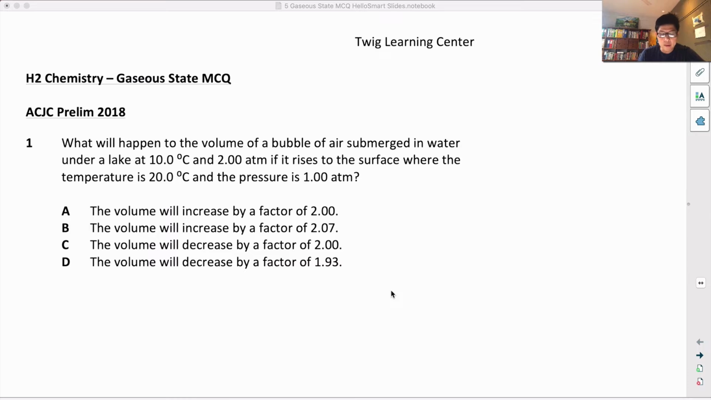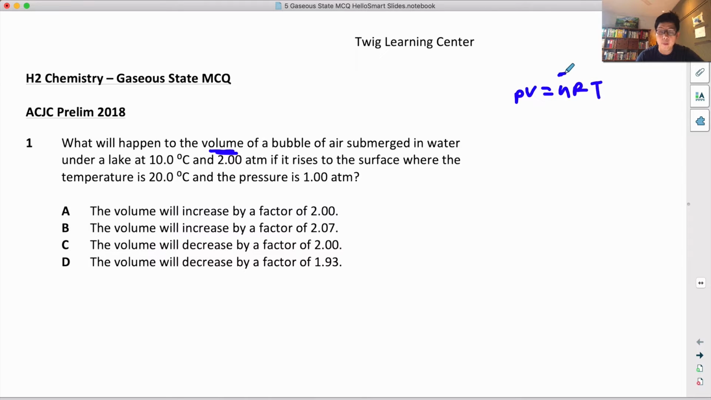They ask what will happen to the volume of a bubble of air submerged in water under a lake at 10 degrees Celsius and 2 atm, if it rises to the surface where the temperature is 20 degrees Celsius and the pressure is 1 atm. What they're asking for is the volume of the bubble. We have to assume that the number of moles of the gas in the bubble doesn't change. So using PV equals nRT.